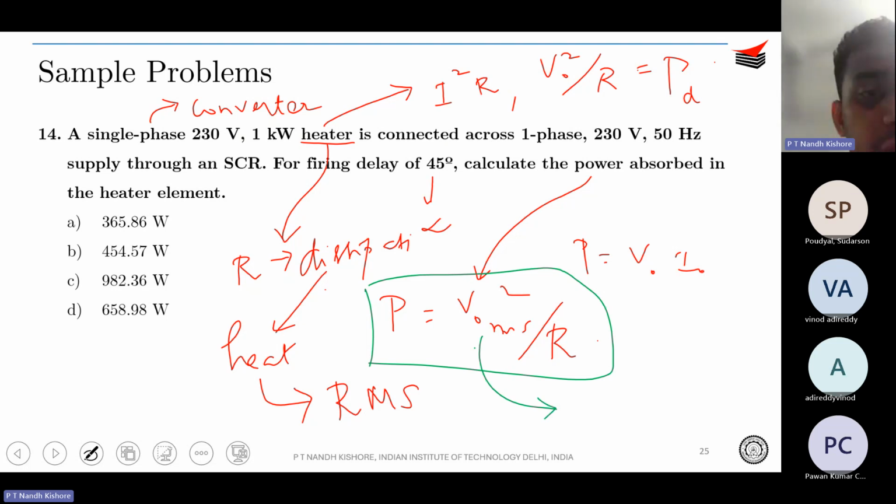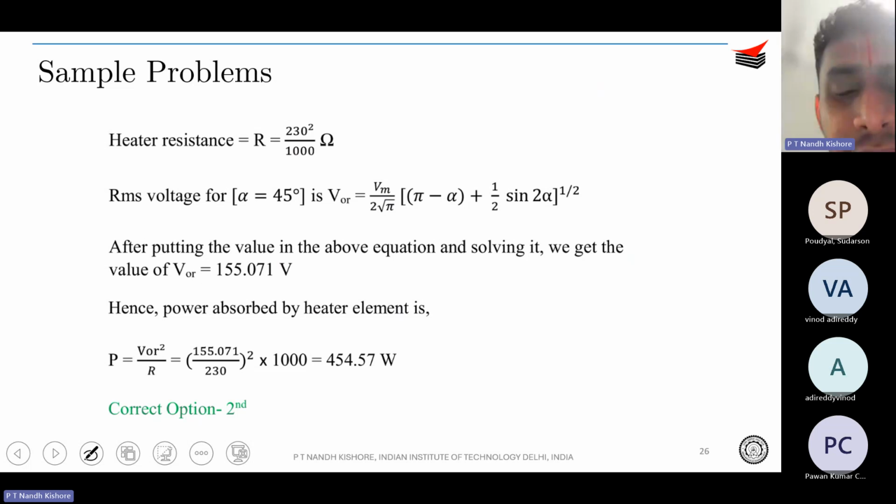Use the formula for V naught RMS for a single phase converter, and then you'll just end up with the answer. It's a pretty simple question. We have seen this question also. So V naught RMS is Vm by 2 root pi into root of pi minus alpha plus sine 2 alpha over 2. I guess we derived this formula in the last class as well, right? Sudarshan, are you there? Yes, sir, we did it, sir. Yeah, so is this fine? We derived V naught RMS, and in that you just substitute the values for alpha and you end up with V naught RMS. Therefore, the power is V naught RMS square over R.